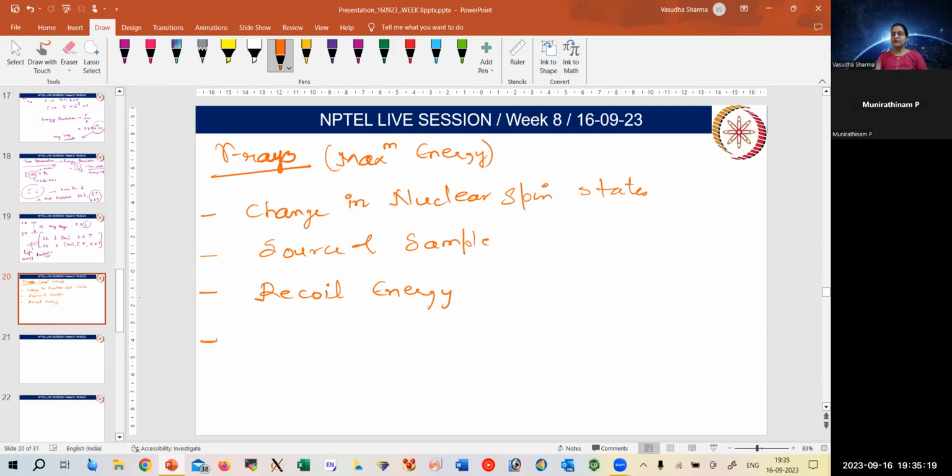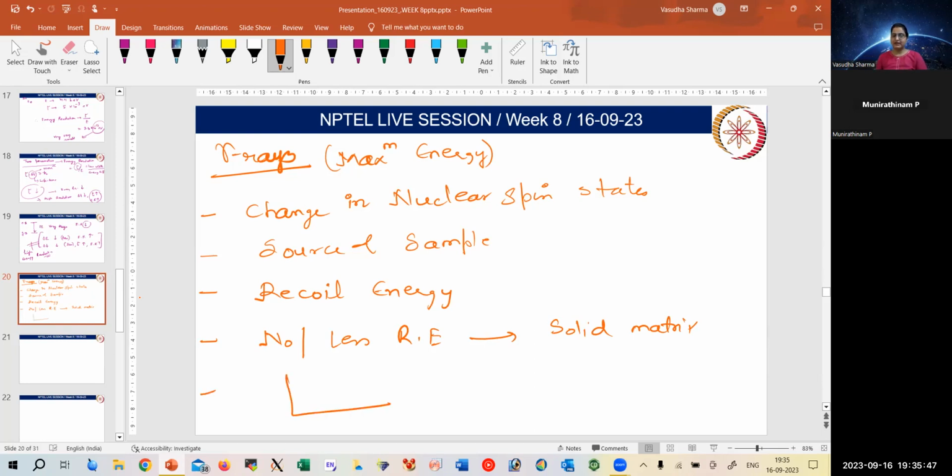So to have a low or no recoil energy factor, we put our system, the source and the sample, in a solid matrix so that there won't be any kinetic energy, or very little movement. And because of that, we got to know that we have a less recoil energy factor. Now, source and sample have the same energy for the absorption to happen.